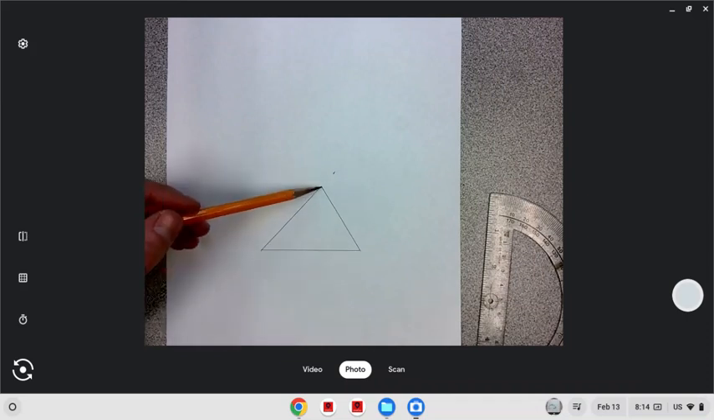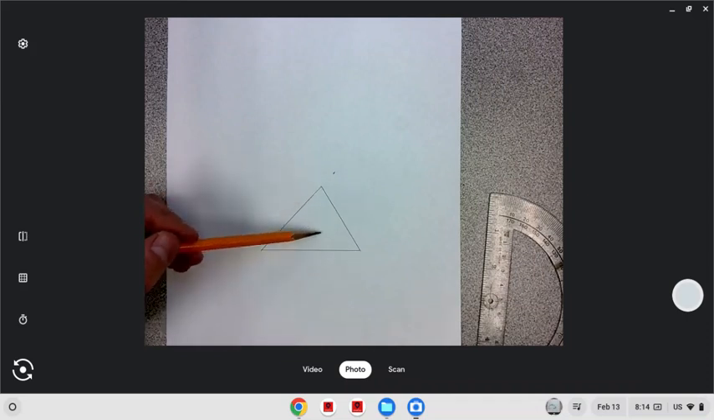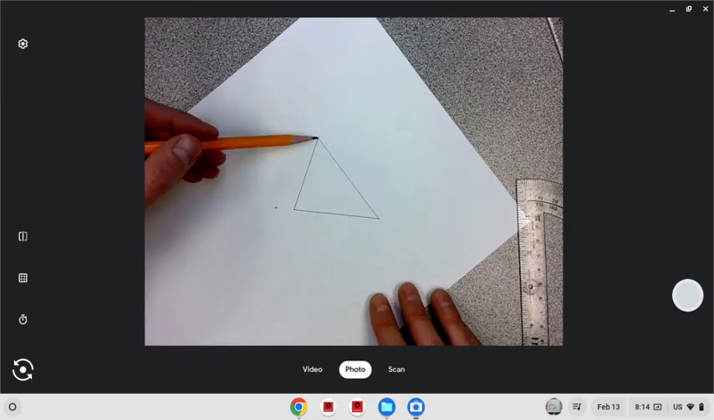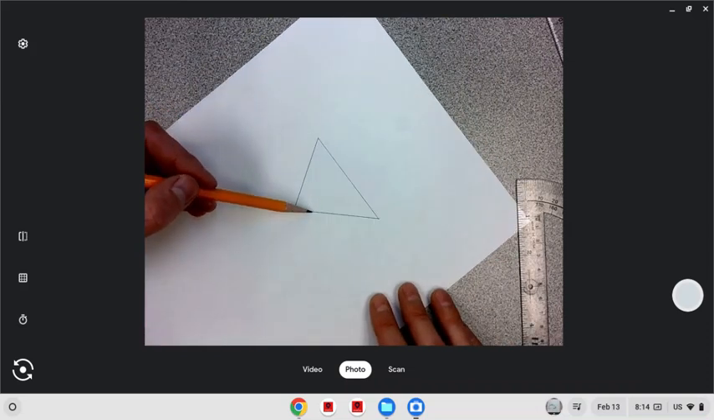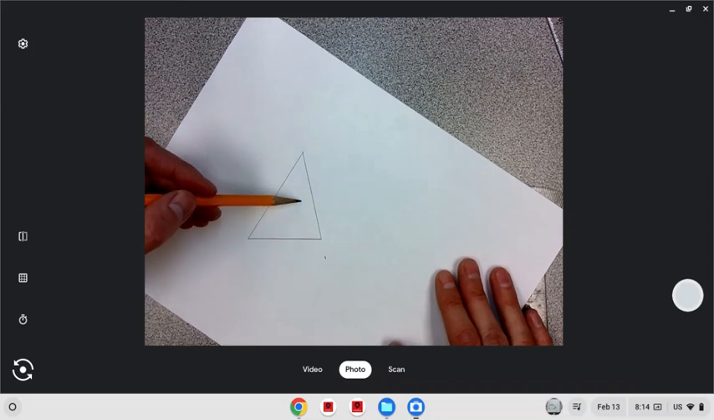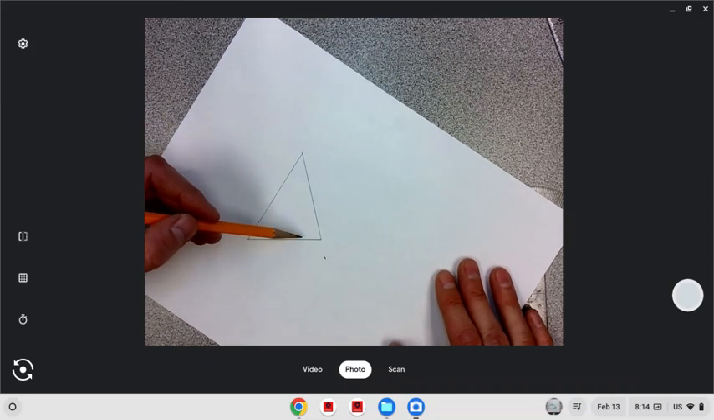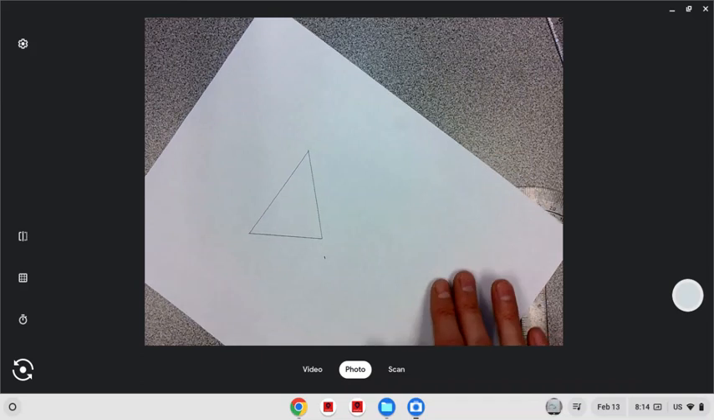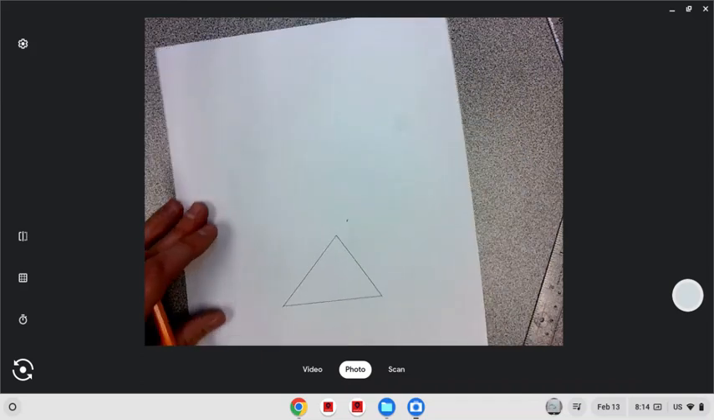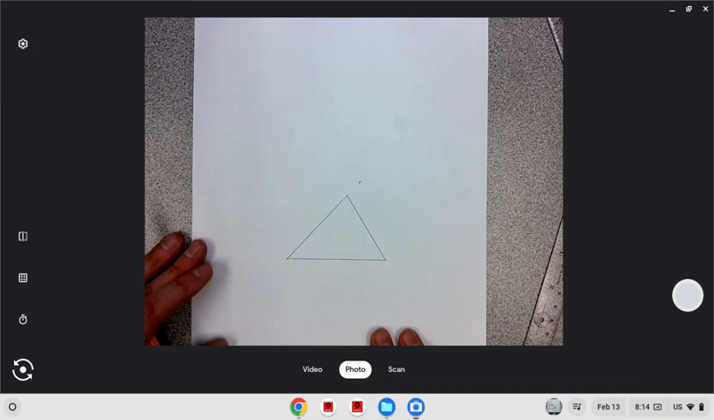So the altitude, just as a refresher, goes straight down from a vertex at a 90 degree angle. And then from here, it'd be straight down from the vertex at a 90 degree angle. And from here, straight down from the vertex at a 90 degree angle. Those are the altitudes. Okay, so I'm going to start with, I guess it doesn't really matter, I'll start with this one just to show it. And then I'll pause my video, make the others so you can see what that looks like.